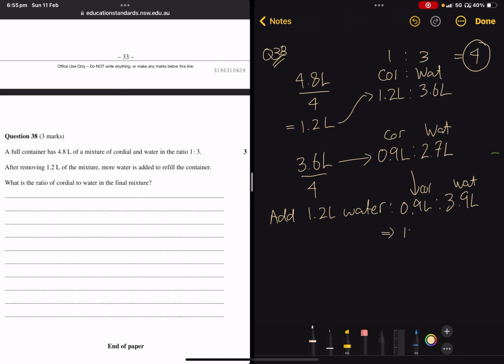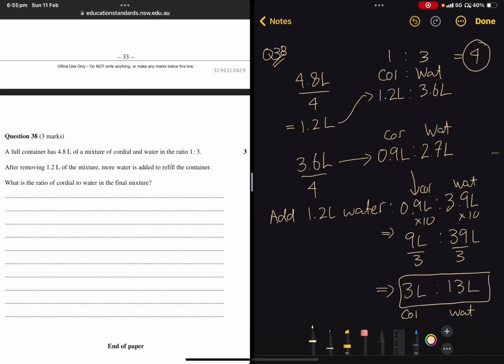Multiply both by 10. This gives us 9 litres in ratio with 39 litres. If we divide both sides by 3, this gives us 3 litres in ratio with 13 litres. This is the ratio of cordial to water, after the mixture is taken out and then more water is added in. And this was just us using multiple iterations of ratios in order to find different values at different stages through the question.